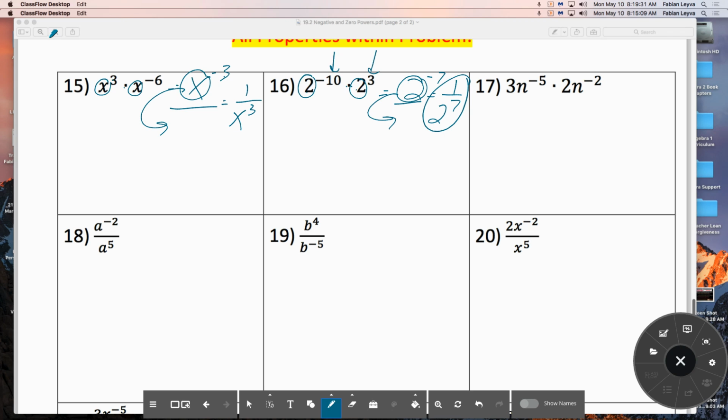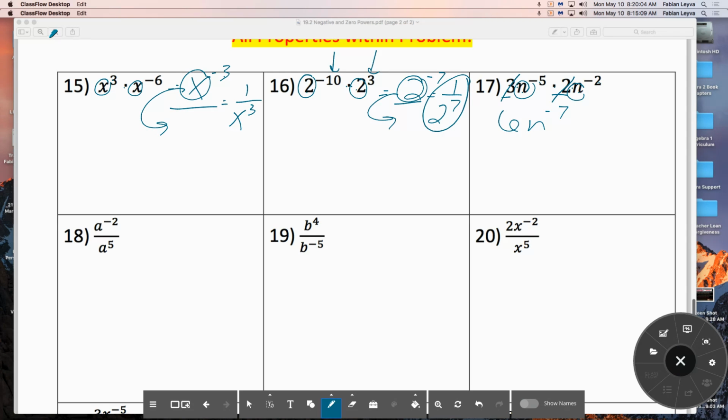Number 17. 3 times n to the negative 5 times 2 times n to the negative 2. Again, this is just repeated multiplication. Yes, we have negative exponents, but don't worry about them when multiplying. Just do the multiplication. Let's start with the coefficients, the constants. What is 3 times 2? 6, right? Now we have the two like bases. When you multiply two like bases, what do you do to their exponents? You add them. Negative 5 plus a negative 2 is a negative 7.